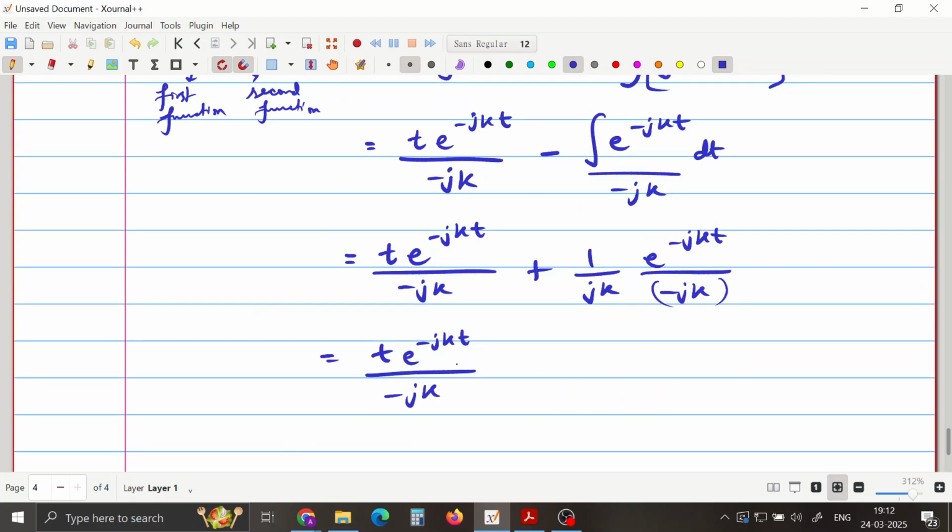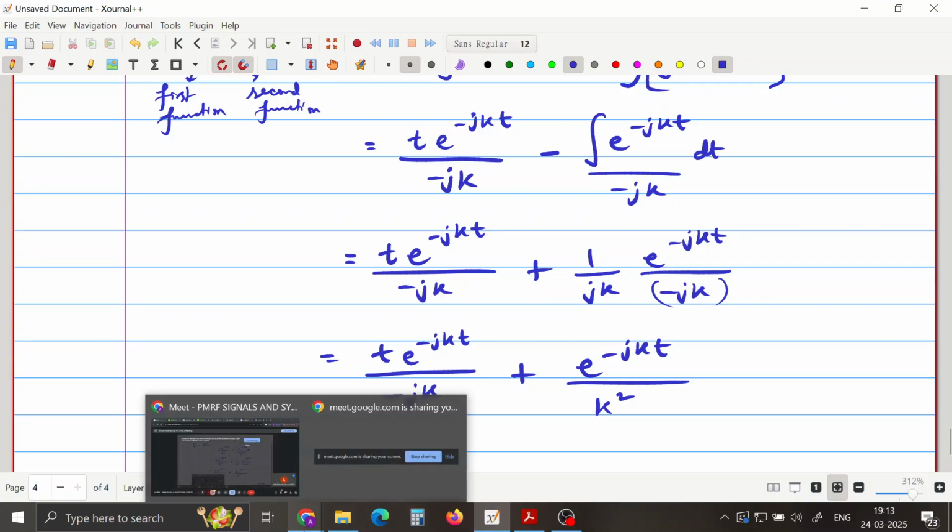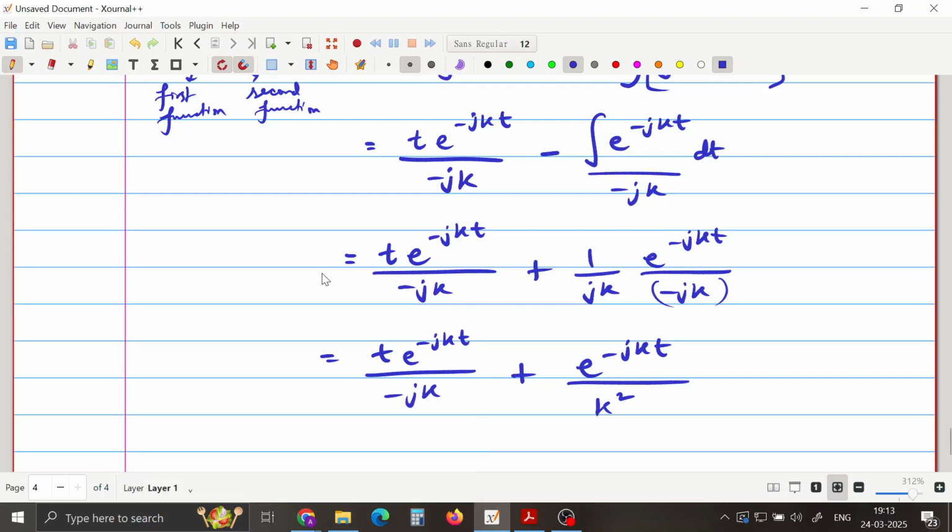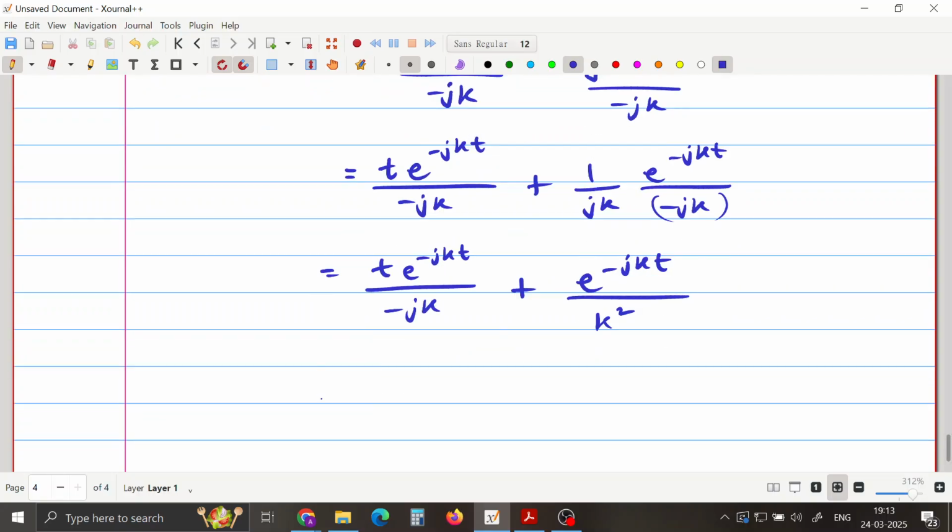So this will give you plus e power minus jkt divided by k square. And again, let me just swap the order because I want to keep the positive term in front.